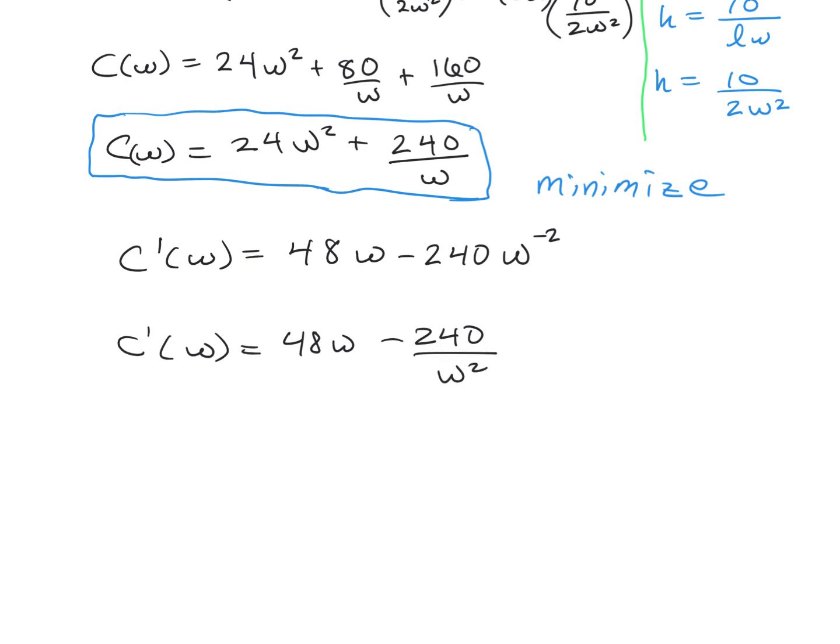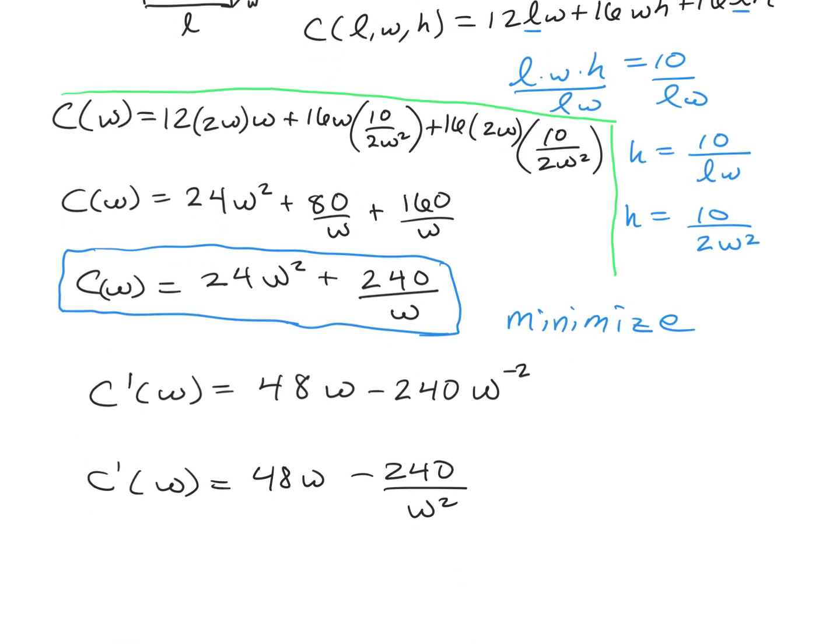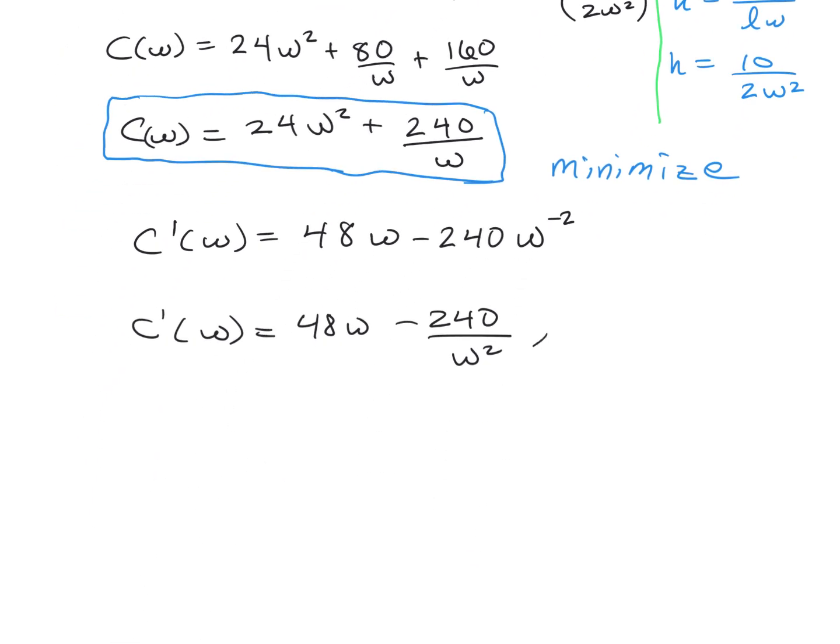This is undefined when W is equal to 0, but it's not a critical number because W cannot equal 0, because it's not in our domain. We could never have a volume of 10 with a width of 0. So we know that W cannot be equal to 0 in our calculations.